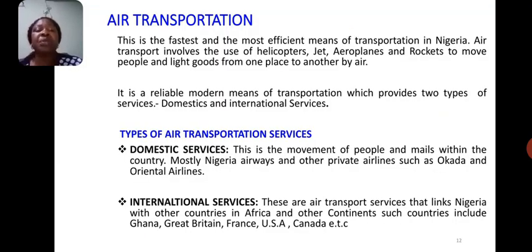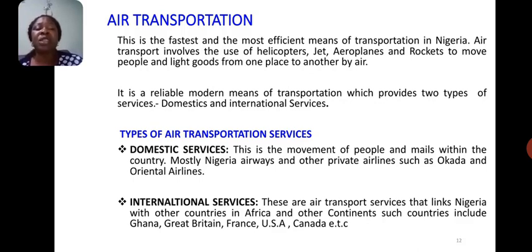Air transportation. This is one of the major types of transportation system in Nigeria. Air transport is the fastest and the most efficient means of transportation in Nigeria. Air transport involves the use of helicopters, jets, aeroplanes, and rockets to move people and light goods from one place to another by air. It is a reliable modern means of transportation which provides 2 types of services, known as the domestic and the international services.